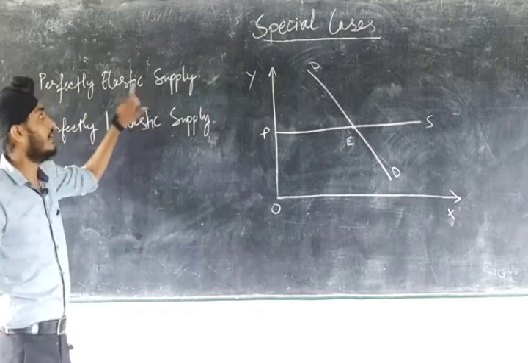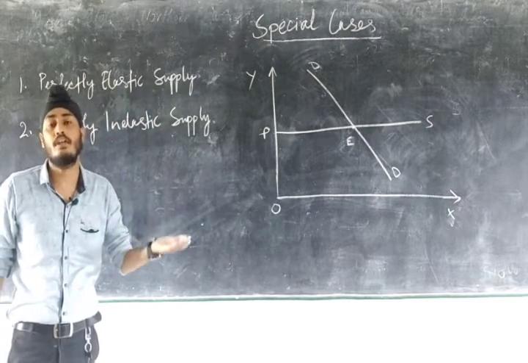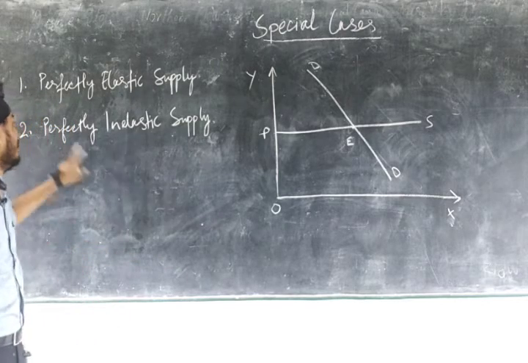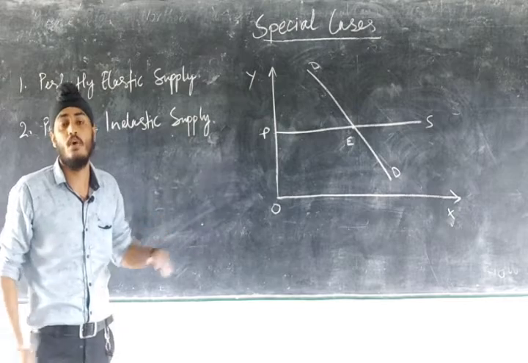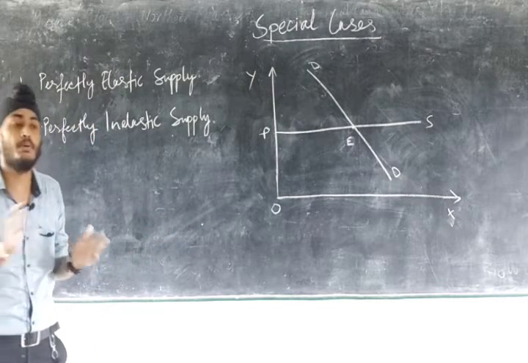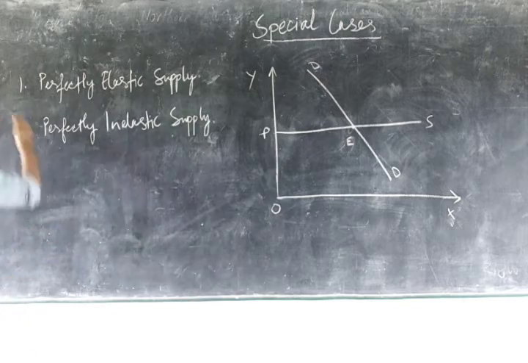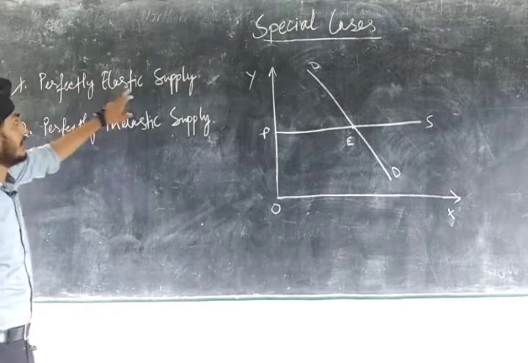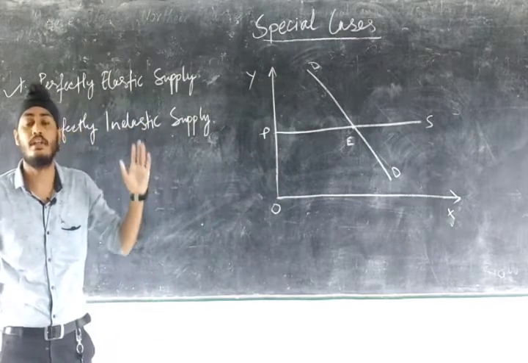Where supply is perfectly elastic and if there is increase or decrease in demand, what is the effect on equilibrium price and quantity. Similarly, we will see perfectly inelastic supply. When supply is perfectly inelastic, what happens to equilibrium price and equilibrium quantity if there is increase or decrease in demand. So first let us see when supply is perfectly elastic. What happens to equilibrium price and quantity if there is increase or decrease in demand.